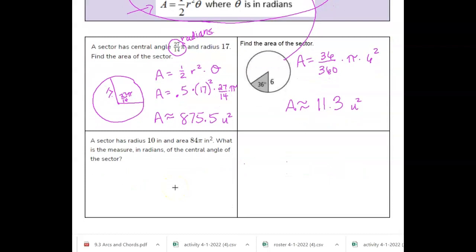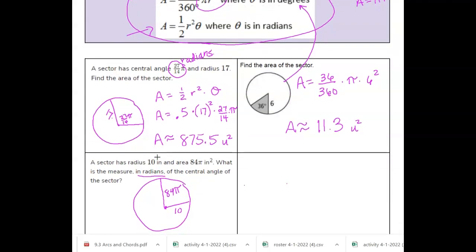My last question says a sector has a radius of 10 and an area of 84 pi. What is the measure in radians of the central angle? So we're going to use our formula in a different way. Since they want it in radians, I'm going to use the radian formula. So area equals 1/2 r squared theta.